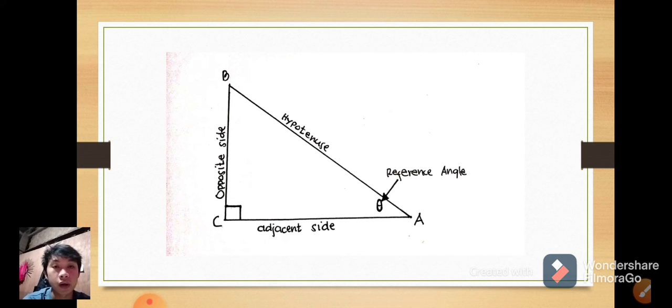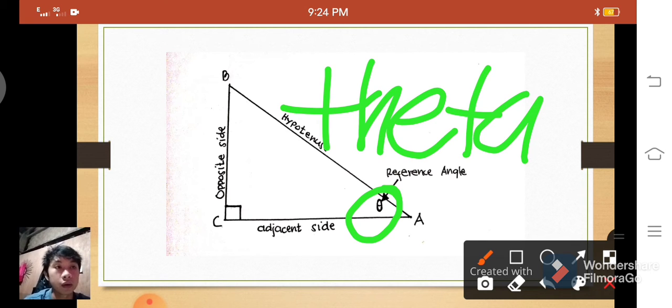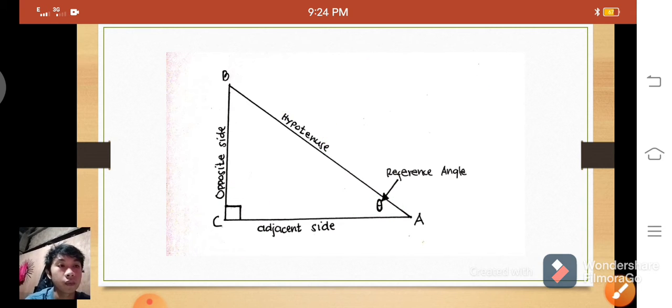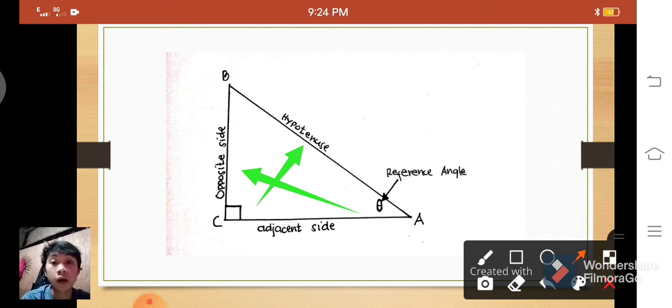So we have here a right triangle and the parts of a right triangle. We have here the reference angle, and this symbol is called theta, and this is our right angle. The opposite of the reference angle or angle A is our opposite side. The opposite of our right angle is the hypotenuse, and the opposite of our angle B is our adjacent side.